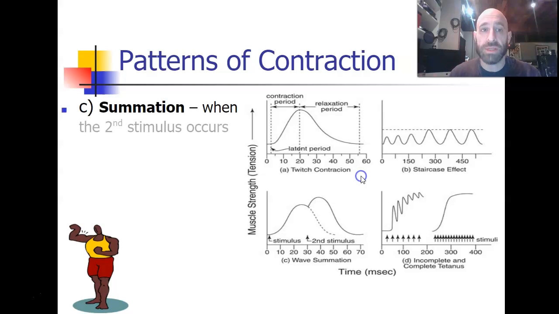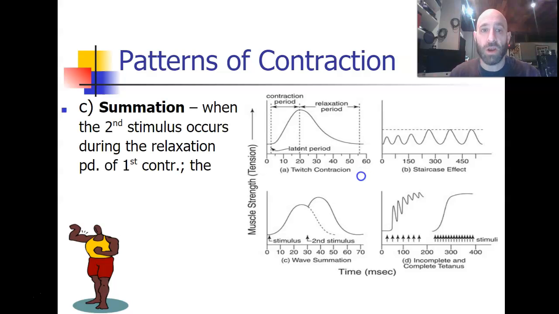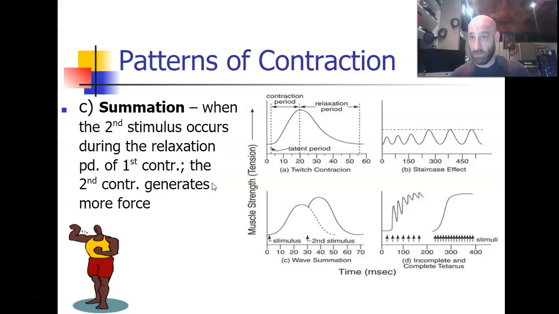Okay, let's go through the last two. The next one is called summation. And summation occurs when there's a contraction that occurs before the muscle can completely relax. There's a second contraction that occurs that builds off the first contraction. And that is something that you've probably experienced before. One of the hardest things about doing pull-ups is when you do a pull-up, you're supposed to pull yourself up, and you're supposed to let yourself go all the way back down again to completely relaxed, and then pull yourself back up again.